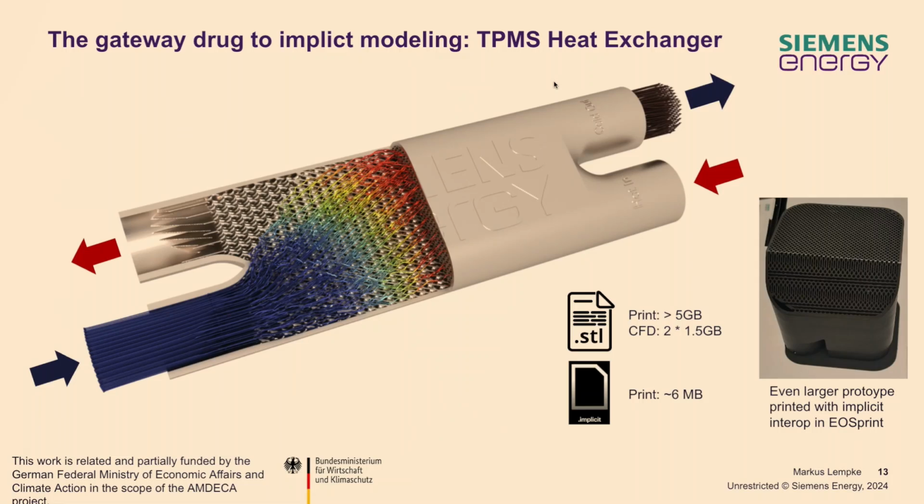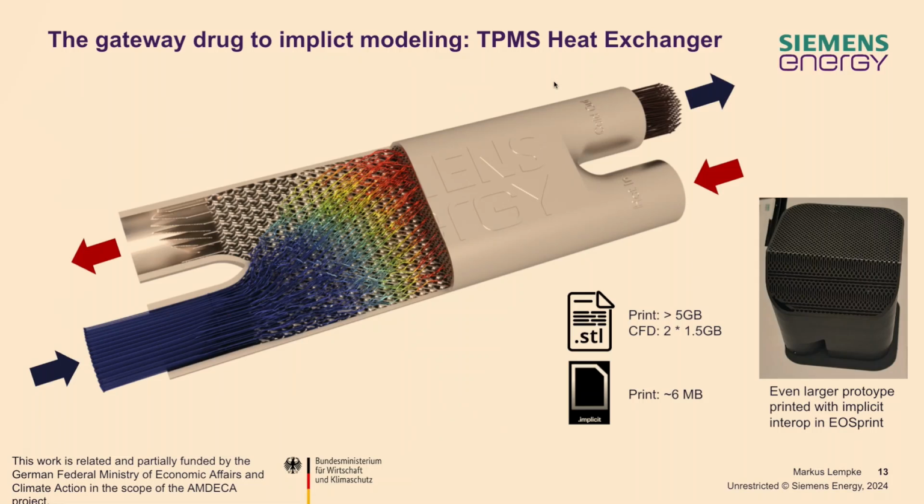For me, that's just too much to handle. My hard drive is full, and sending that to the printer is a real nightmare when you think about serial production. Whereas with the .implicit format of nTop, where you have it represented as the signed distance field, the print file is 6 megabytes. I can send it to an EOS printer, it gets sliced and vectorized.